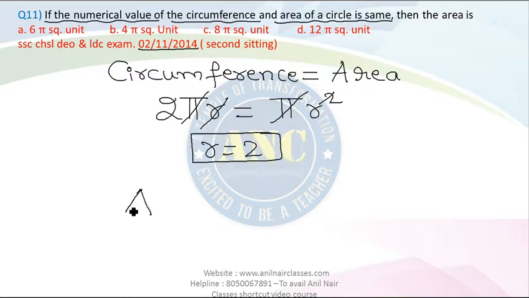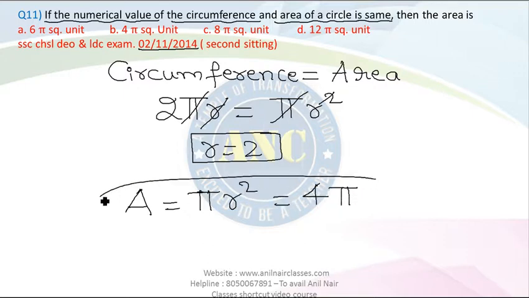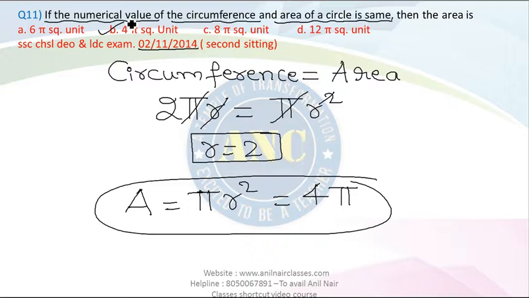Area of circle is nothing but pi r square. R is 2. 2 square is 4. 4 into pi. It's an easy question, sir. It's not a very beautiful question. In fact, the answer for this easy question is 4 pi square units, which is option B.